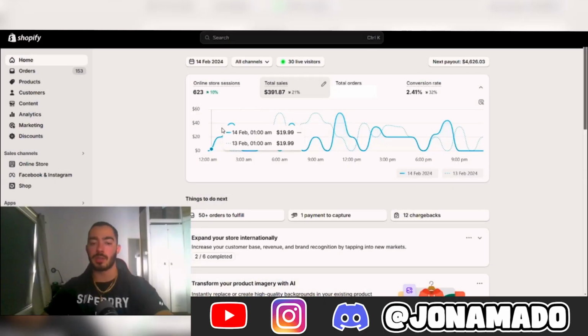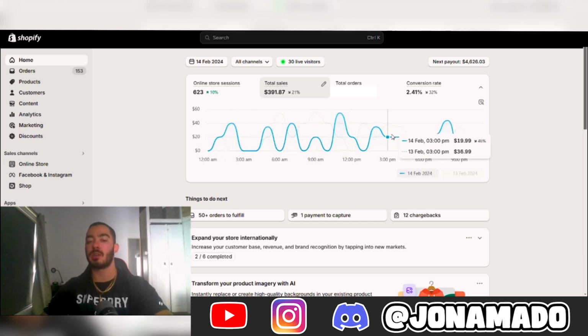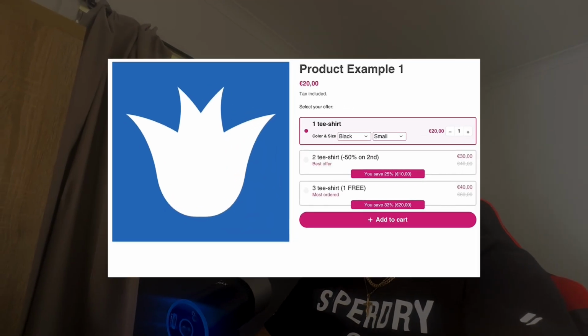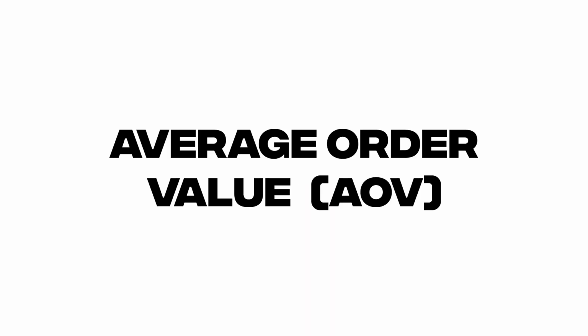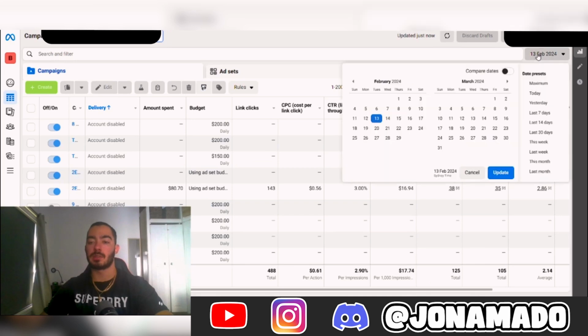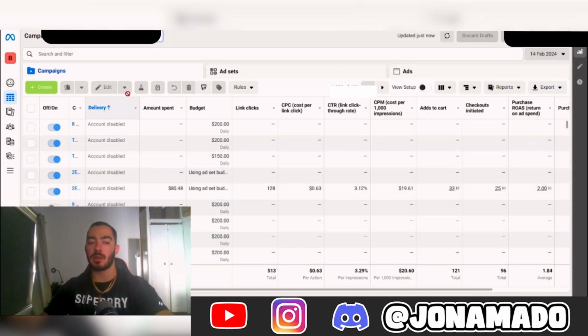So this is where I faced one of my first hurdles. So I believe my AOV was about $20, and what I did was I made a bundle, and that bundle increased AOV from $20 to $35. So that allowed me a lot more room for error, a lot more room for margins, and a lot more room to scale. So I believe this day was around break even. So if we check here, yeah.